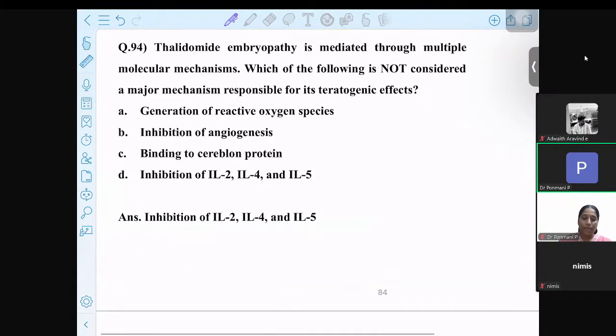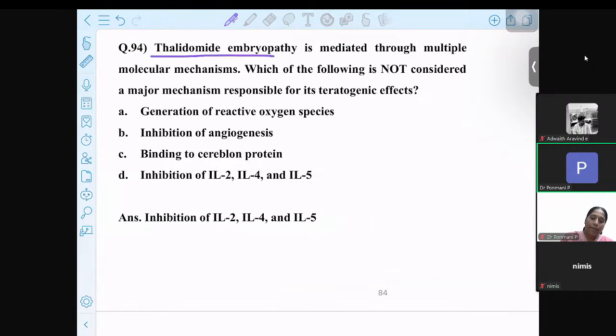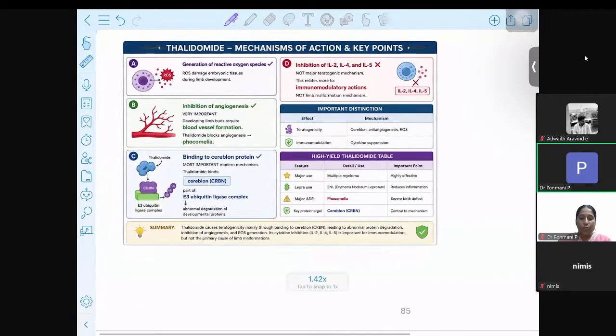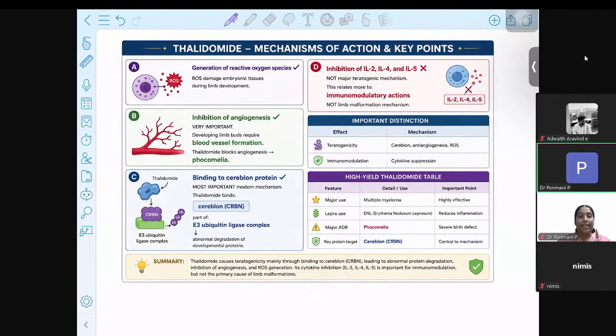Okay. Now coming to the next drug. Thalidomide embryopathy is mediated through multiple molecular mechanisms, and one of them is not considered a major mechanism responsible for the teratogenic effect. As I said, we will see thalidomide in detail. There are two mechanisms. One mechanism is thalidomide having an immunomodulatory action. How is it doing this immunomodulation? Because it inhibits the production of IL-2, IL-4, and IL-5.